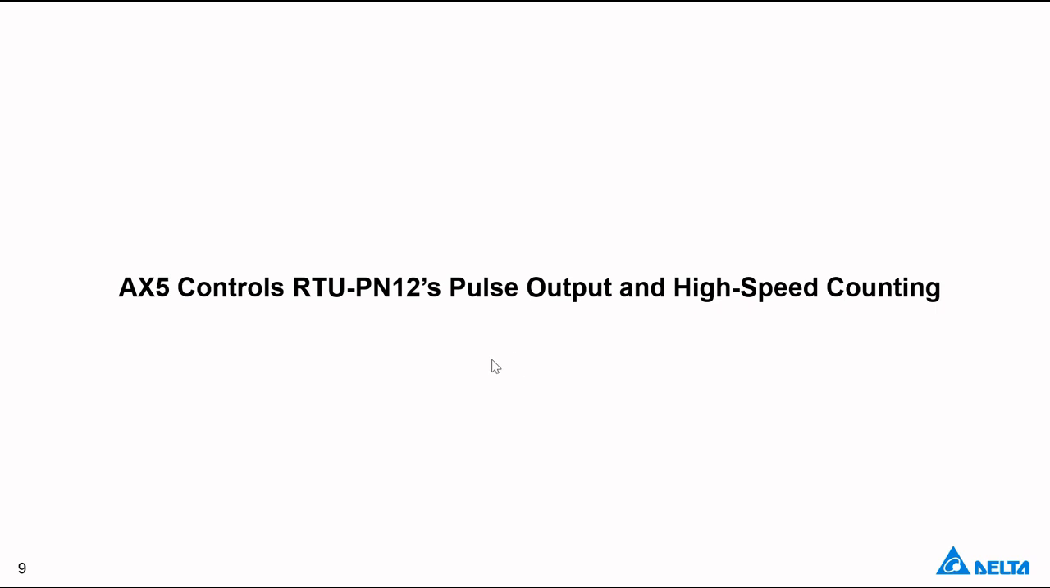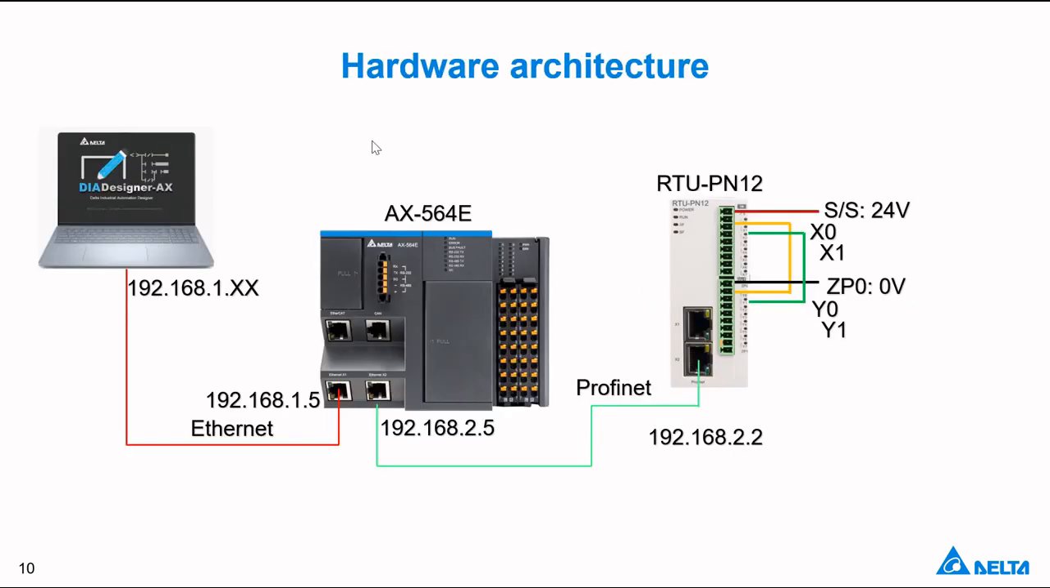For another RTU-PN12 example, we will talk about AX5 controllers, the RTU PN12 plus output and high-speed counter. And here is the hardware configuration. You can see here we also put the Ethernet to Ethernet 1 and Ethernet to connect to RTU PN. And here we will put the digital signal.